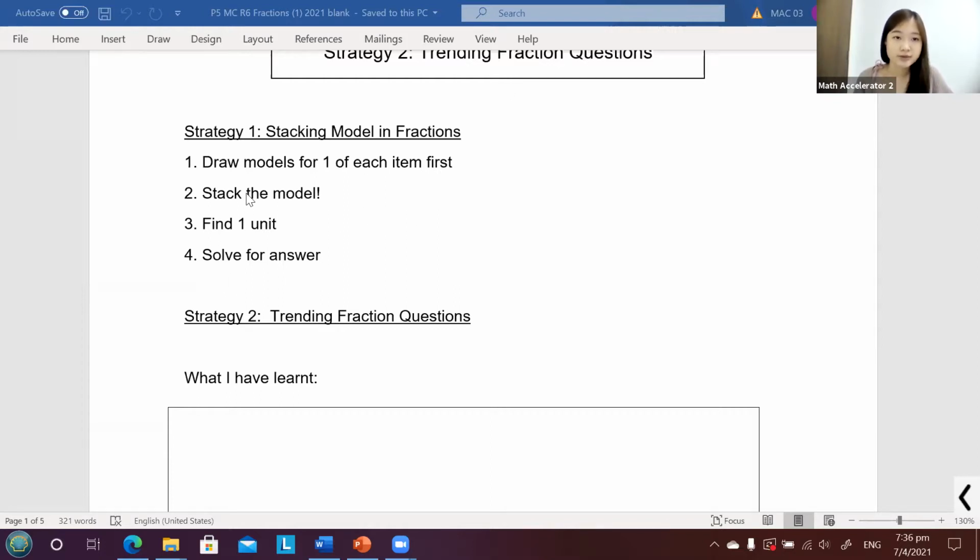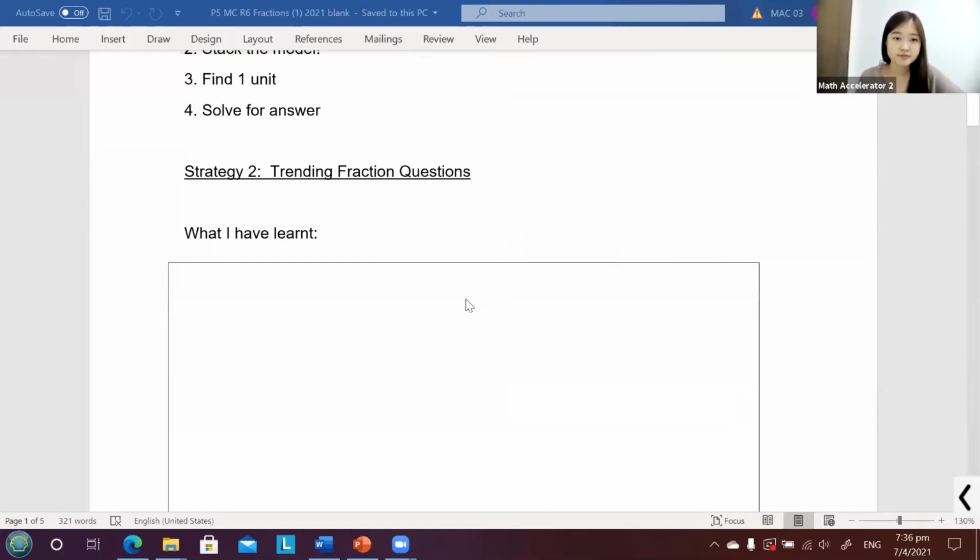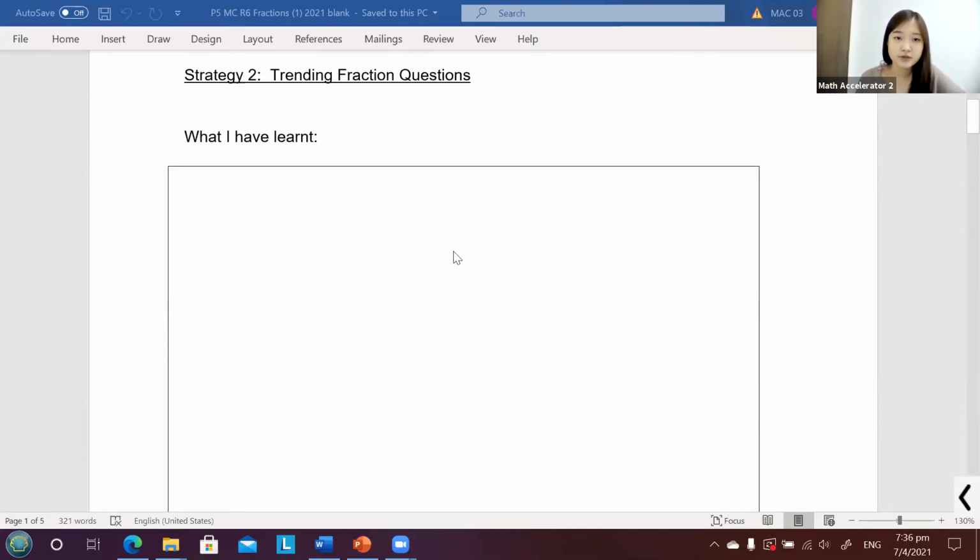Of course you can always look at these steps here, but the best way to improve is to try the questions. There's this box here. Whenever you feel that you have something you've learned and you don't want to forget it, you can just write it down on this first page. So you can always refer back to this and revise before your exam.